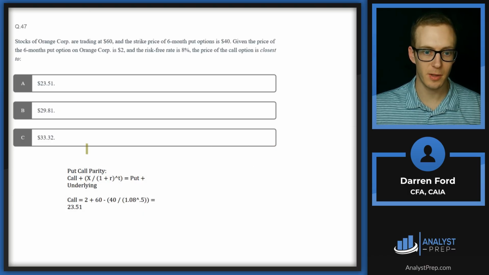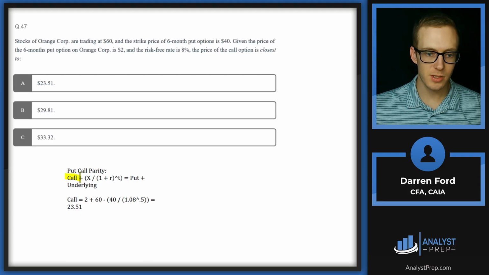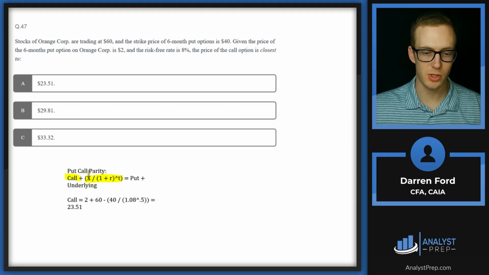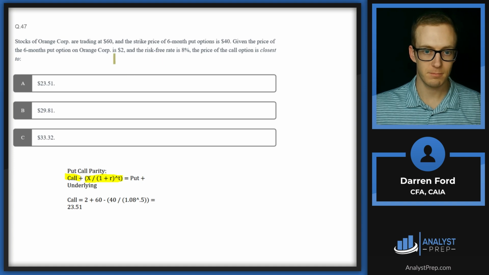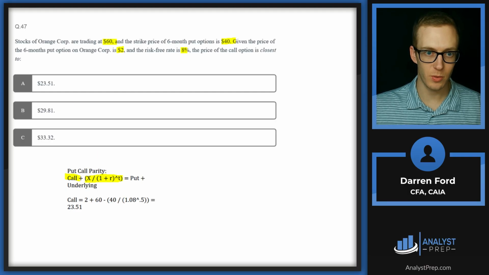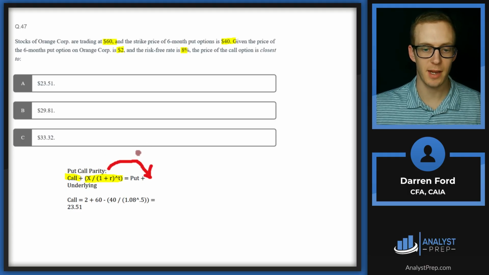And so a reminder on this formula, the call plus the bond, which is essentially this leg of the trade, which is going to be the strike price discounted back at the risk-free rate for the time period that we're looking at. And then that's going to be equal to the put plus the underlying. So we're given the put price here, and we're given the strike and the current price and the interest rate. We need to calculate the price of the call option. So we need to move this value over to this side, and then we'll be able to just plug in all the numbers and calculate.